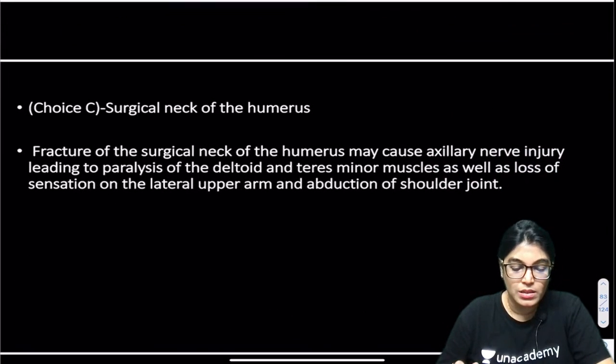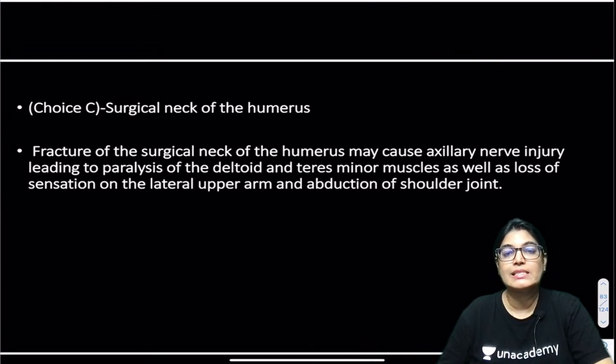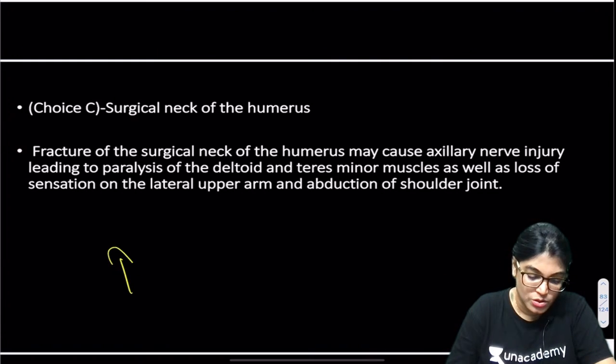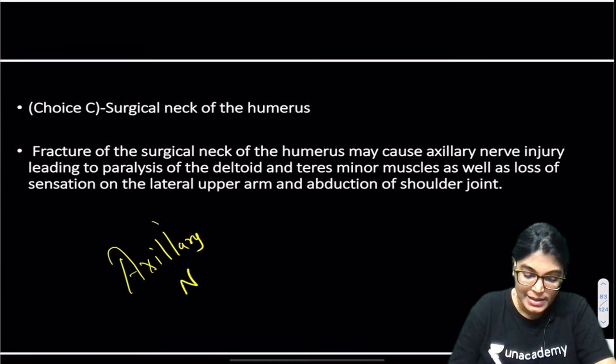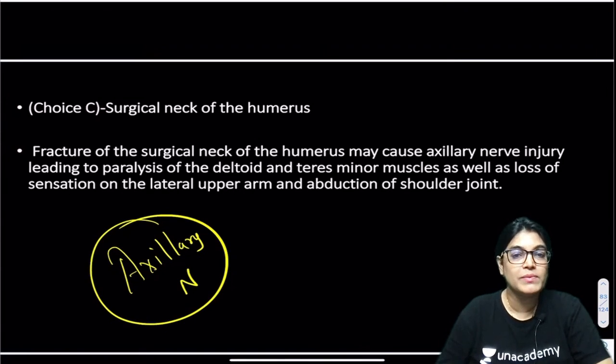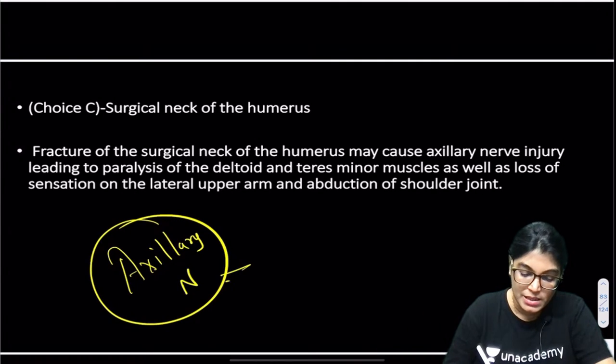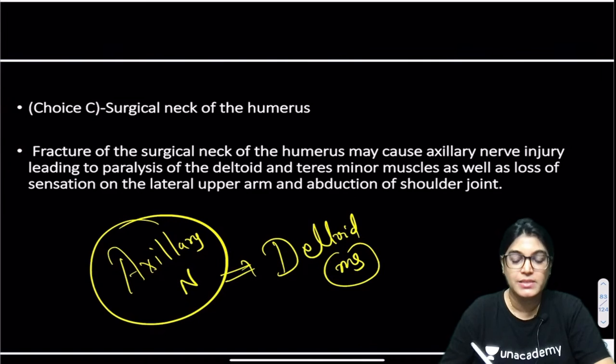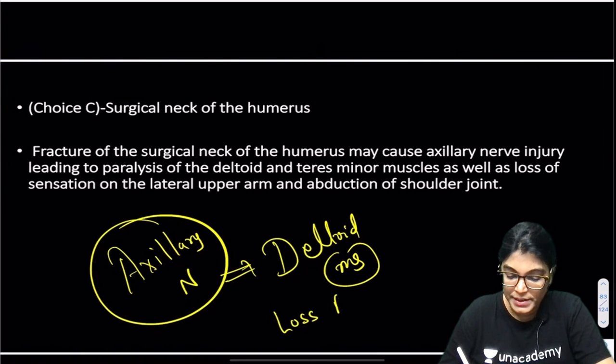Now what about the surgical neck of humerus? My dear friends, you must already be knowing that the surgical neck of humerus is closely related to which nerve? It is closely related to the axillary nerve. So if the axillary nerve is involved, what will be the result? The muscle which is paralyzed is the deltoid muscle, and if the deltoid muscle is paralyzed, there will be loss of abduction.